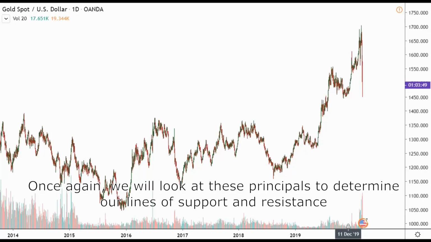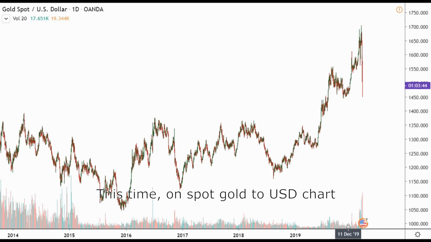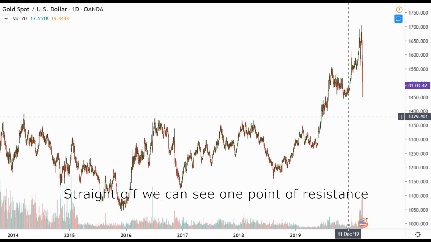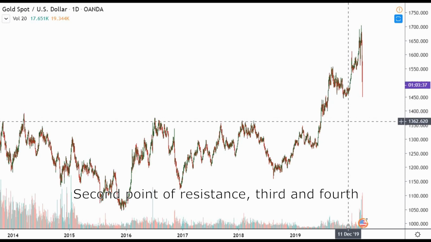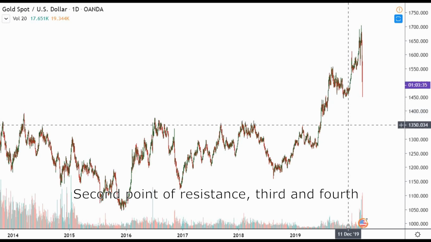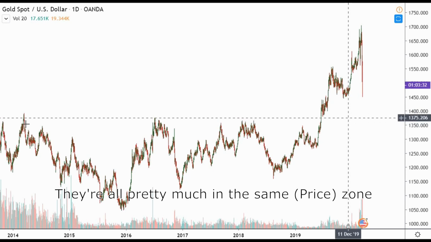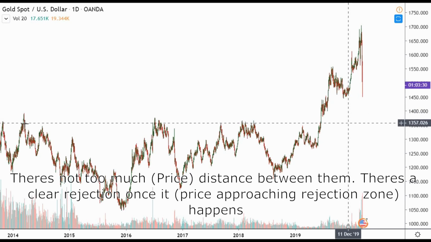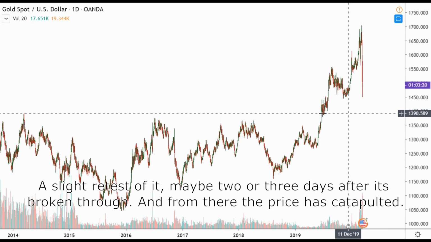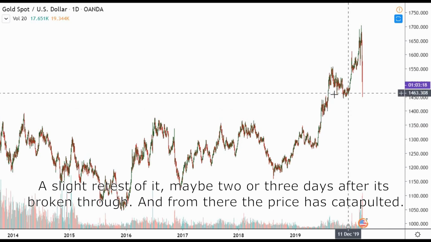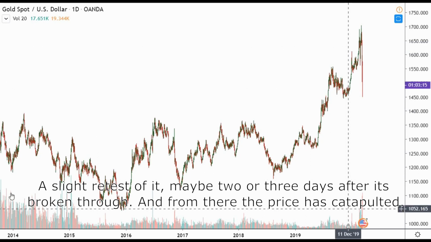Once again, we will look at these principles to determine our lines of support and resistance, this time on the spot gold to US dollar chart. So straight off we can see 1 point of resistance, a second point of resistance, a third and a fourth. They're all pretty much in the same zone, not too much distance between them. There's a clear rejection once it happens. Then up here, you can see it's clearly broken above our line, slightly retested maybe 2 or 3 days after it broke through, and from there on the price is catapulted.